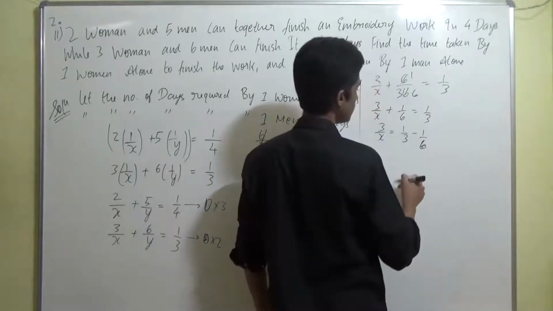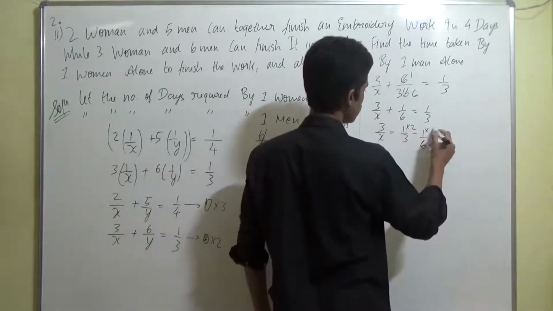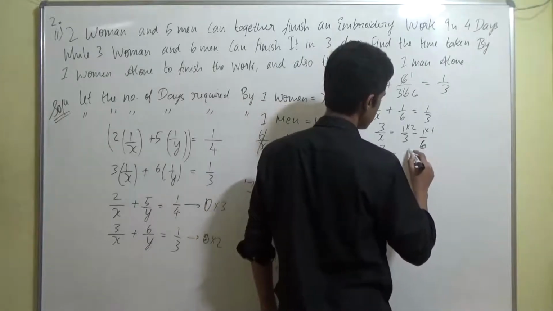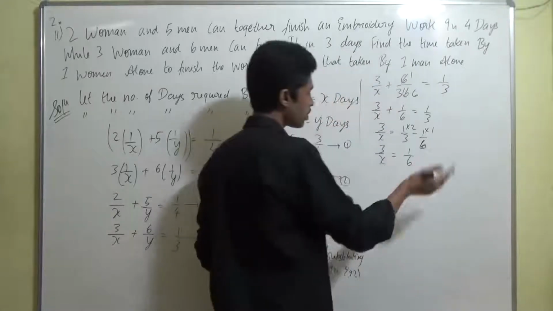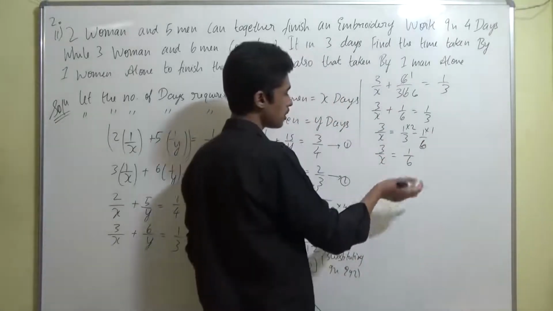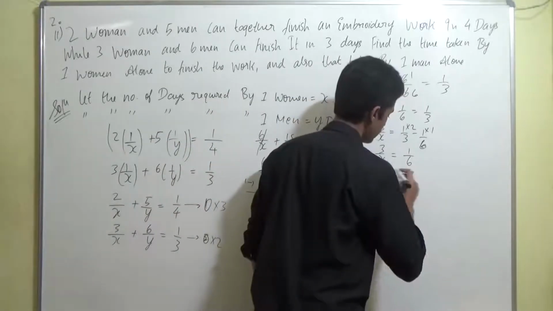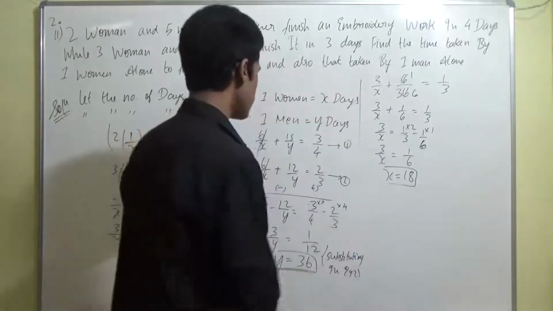Now here we have to take the LCM. This becomes 2 into 1. So 3 by x equal to 2 minus 1 by 6, that is 1 by 6. Now we have to cross multiply and find the value of x. x will become equal to 6 into 3, that is 18. Now we found the value of x and y, guys.